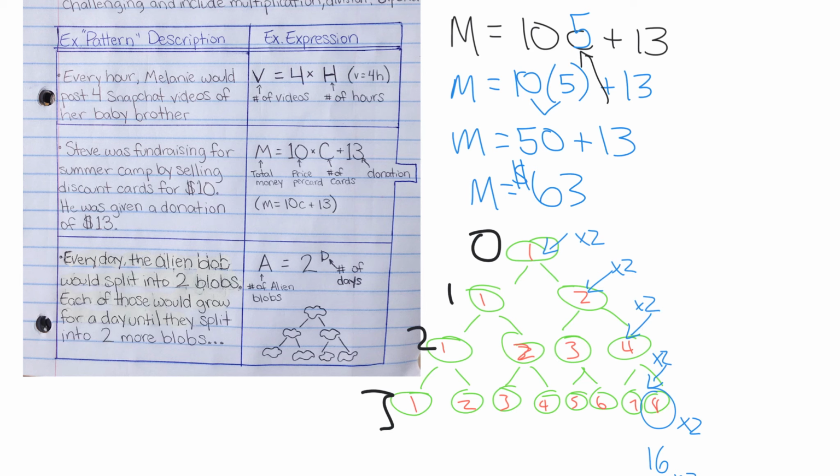On day 4, as we go on, it will be 2 to the fourth power. Then day 5, 2 to the fifth power. Day 6, 2 to the sixth power. Day 7, 2 to the seventh power, and so on, which will give us each of those consecutive days will have a new value for the total number of alien blobs.